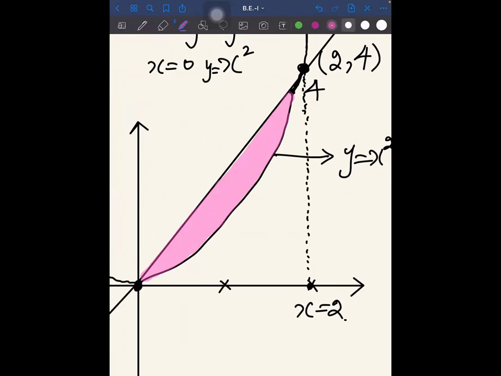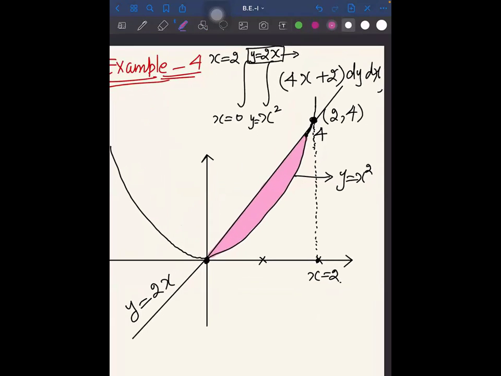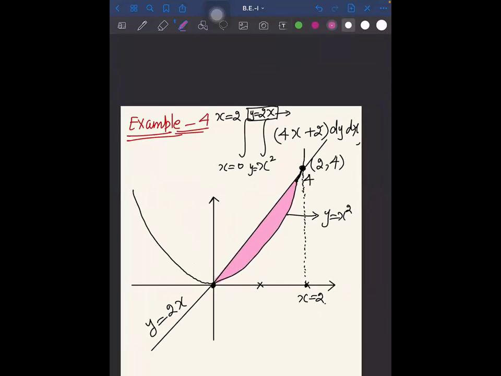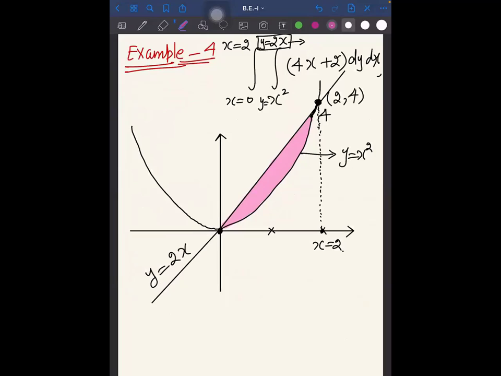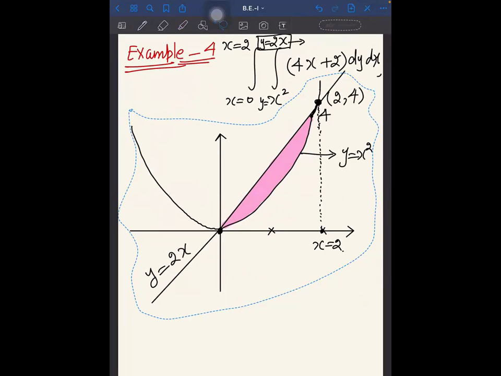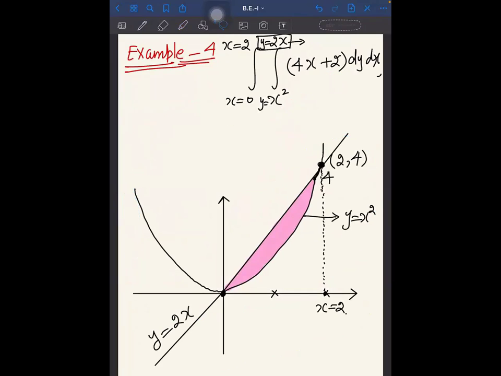One of your limits is always constant. Either y's limits are constant, or x's will be constant. Now you think that you want to change it. That means you want to express x in terms of y, and you want to keep your y constant. Is it fine? Are you with me on this? So let me drag this graph a little downward just to make things clear.